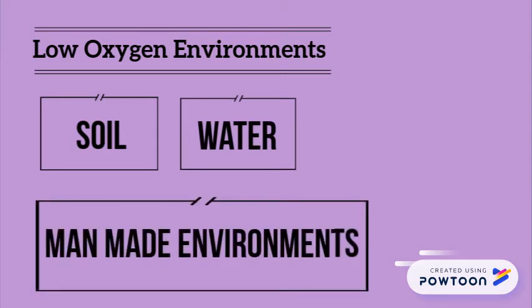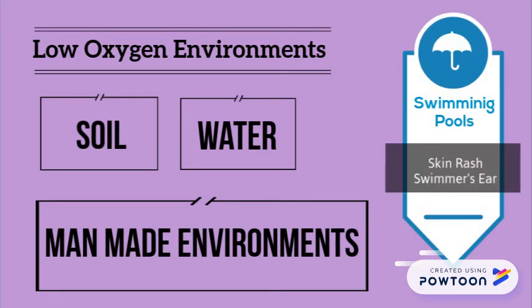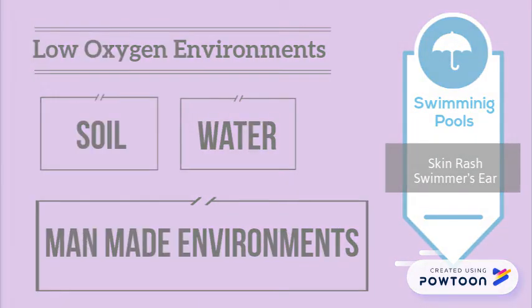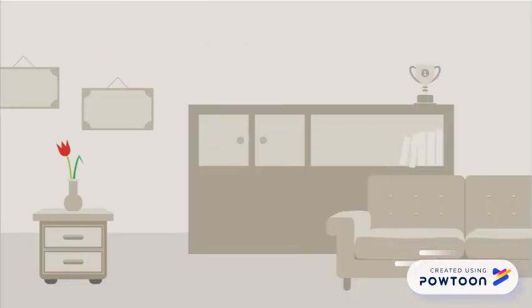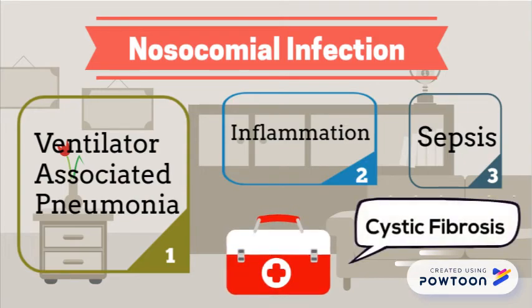It's often found in swimming pools due to its affinity to moist environments, where it can cause skin rash and swimmer's ear when infected. It's often found on hospital equipment. Pseudomonas is the second most common nosocomial infection. It can cause ventilator-associated pneumonia, inflammation, and sepsis in patients that have cystic fibrosis.